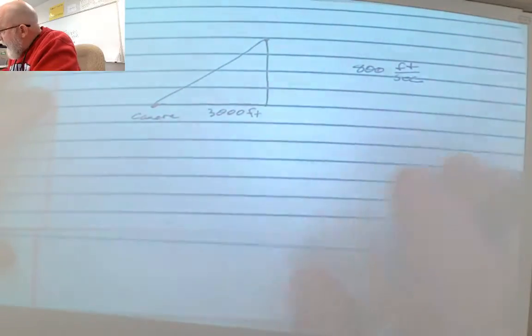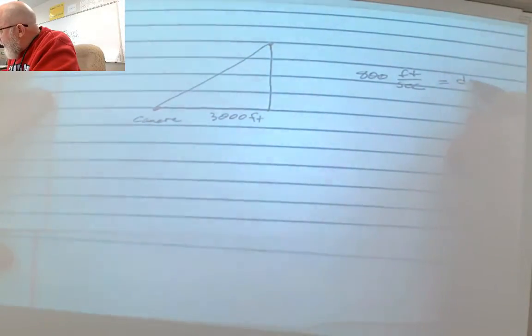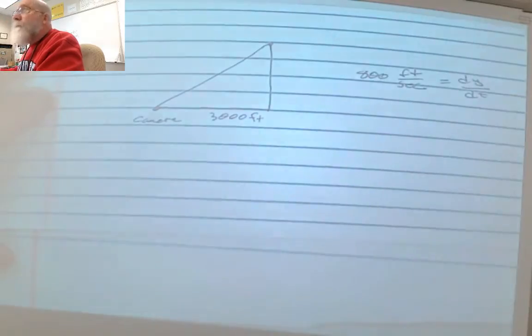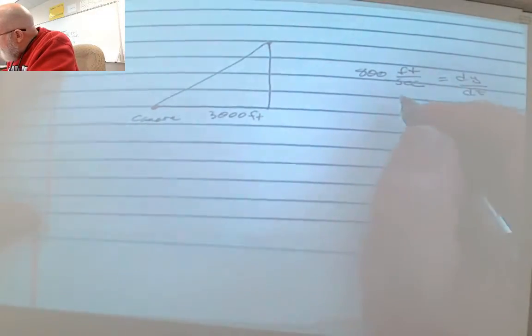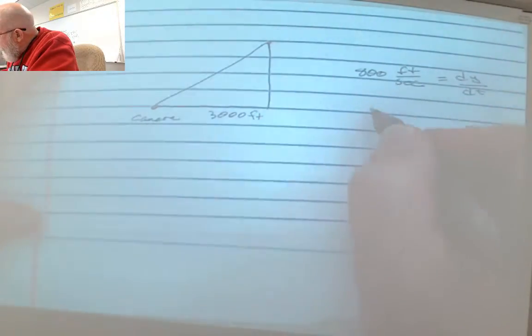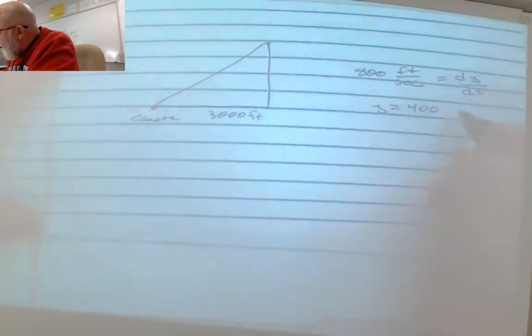I think it was rising at, what was it? 800 feet per second? Yep. And so that I think we call dy/dt. Am I right on that? Correct? And it said that y was 400 feet for a brief moment. Correct?